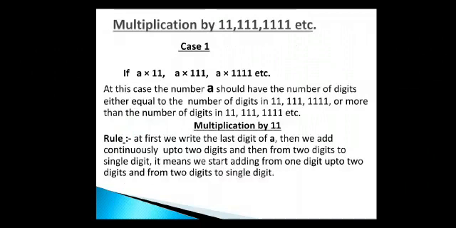So multiplication by 11, the rule is at first we write the last digit of a, then we add continuously up to 2 digits, and then from 2 digits to single digit. It means we start adding from 1 digit up to 2 digits and from 2 digits to single digit.